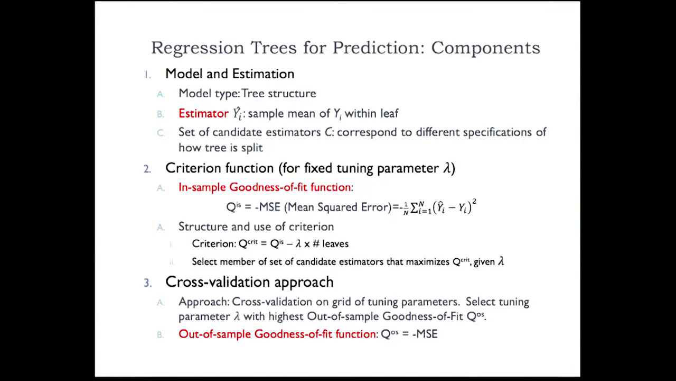So I have a little chart here, or outline, that goes through some of the key components of this because I'm going to change the things in red. So the standard tree, there's an estimator, and yi hat, the prediction, is the sample mean of yi within a leaf. The in-sample goodness of fit function, how you decide to split one leaf into two leaves, is based on the mean squared error criteria as well. And then the out-of-sample goodness of fit, so when I cross-validate and see is my tree too complex or not, I'm going to compare models using mean squared error out of sample.